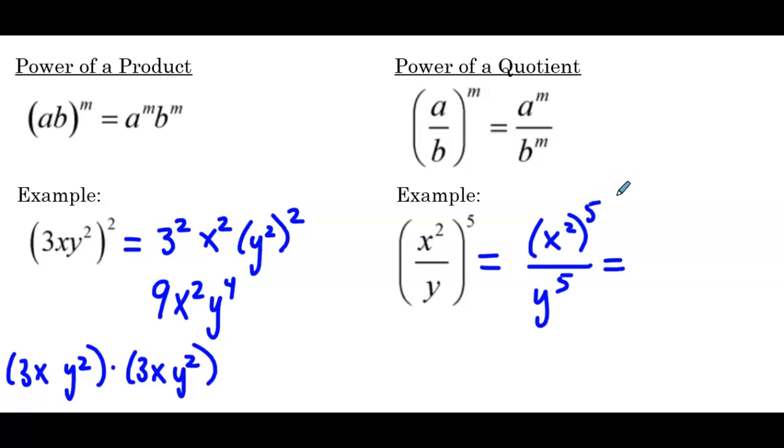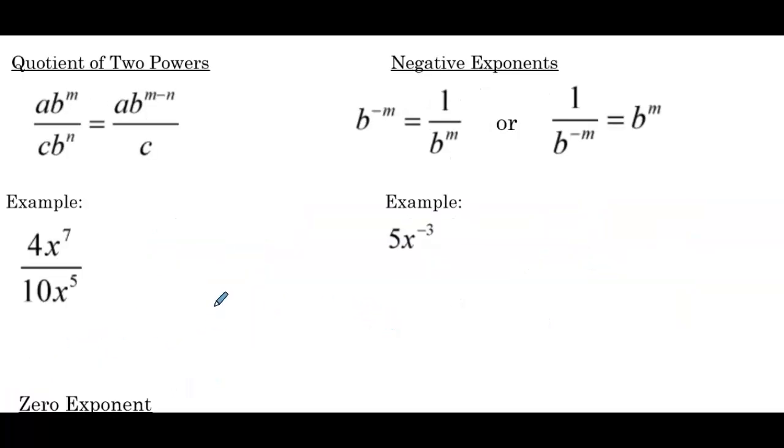x squared to the 5th, right? So a power to a power, we multiply the exponents. So x to the 10th over y to the 5th. And again, we can expand it out to make sense of it, but I think we should get the idea for these. Our next example, quotient of two powers.